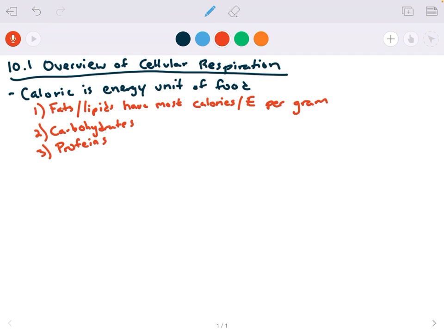So cellular respiration that we're going to talk about is the process of the body breaking down food into chemical energy that the body can use.